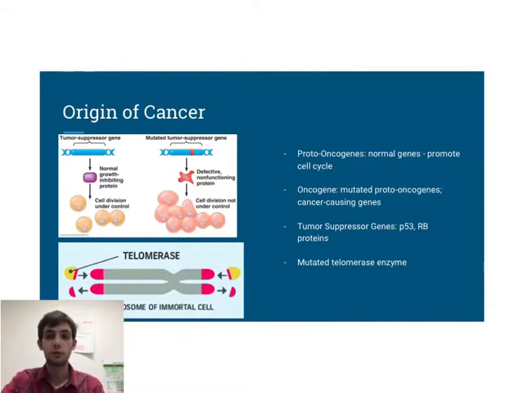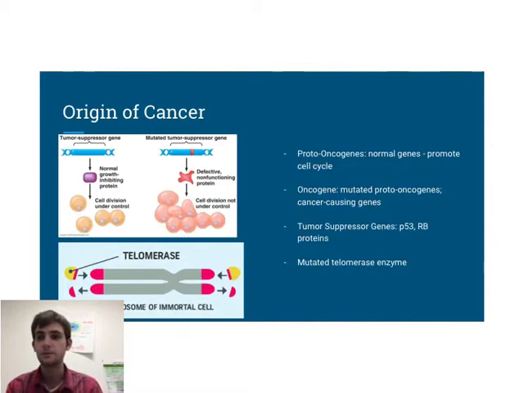You also have these tumor suppressor genes, which are genes that are responsible for suppressing tumors from occurring. And the most common ones are the p53 gene and the RB gene. And these two proteins, p53 protein and RB protein, are responsible for checking those cells and making any repairs before it becomes cancer.